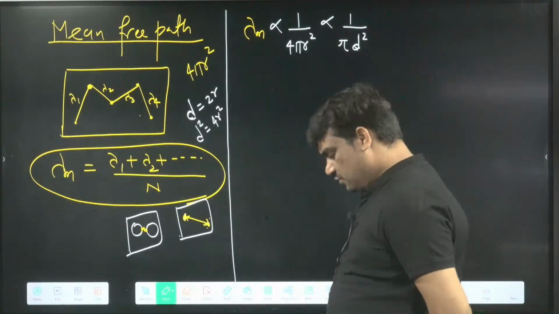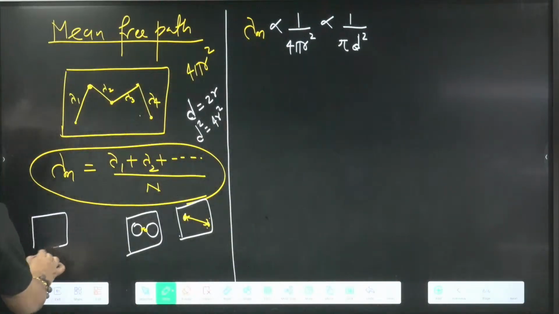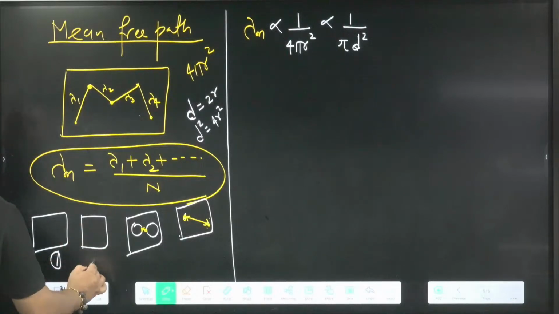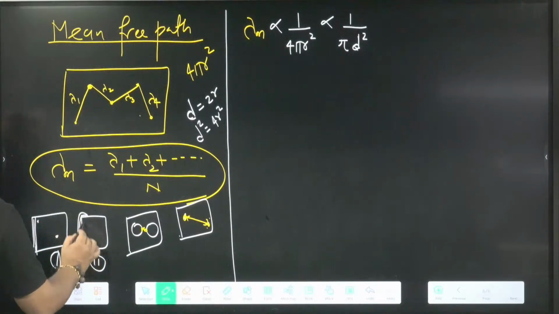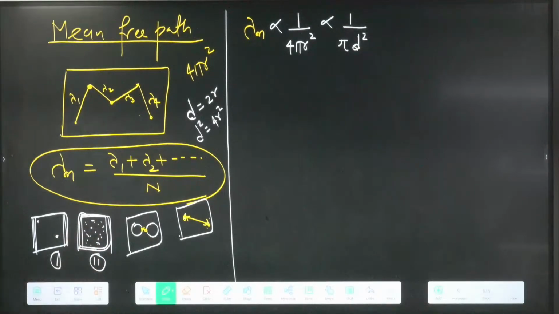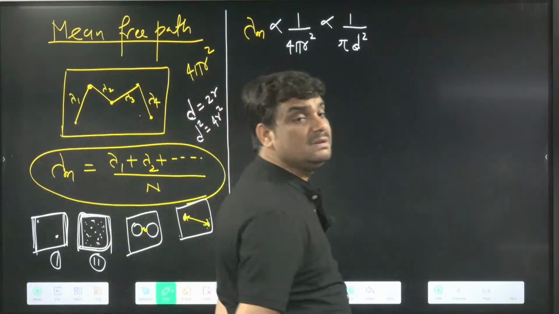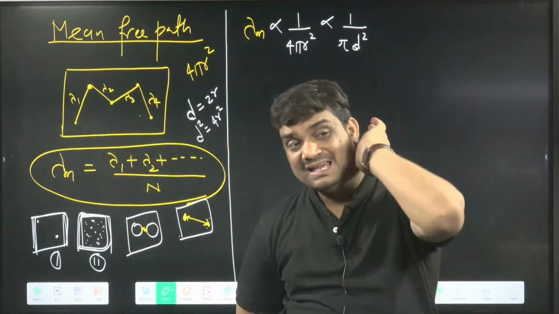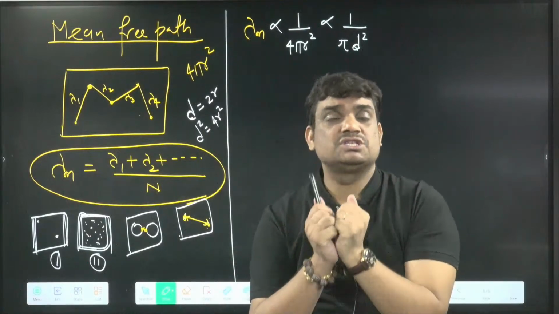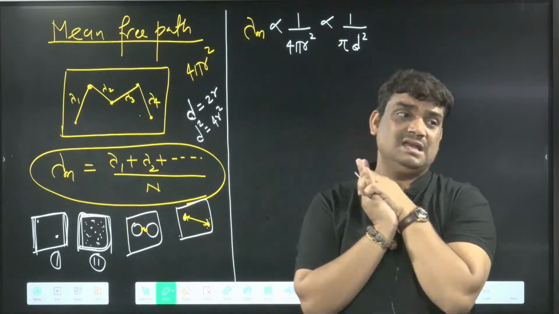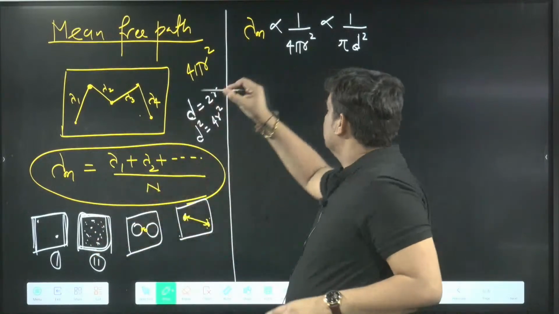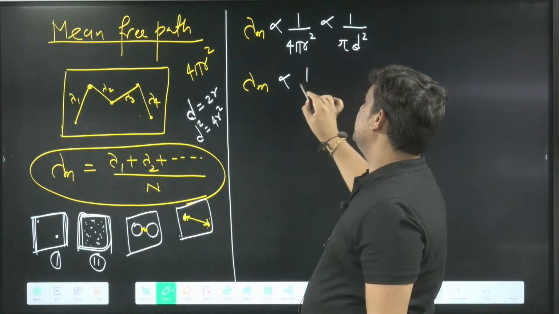If I give another example, in this first box and this second box, both have the same volume. In the first one we have only two molecules. In the second one I have so many molecules, which means the molecular density is more. If molecular density is more, then in the second box the mean free path will be less. More molecular density means mu is more, so mean free path is less, which means lambda is proportional to 1 by mu.